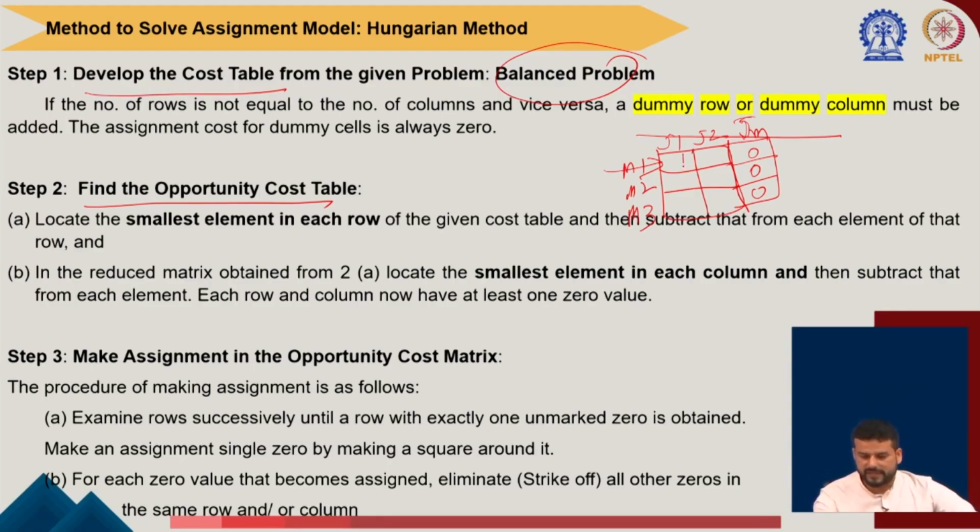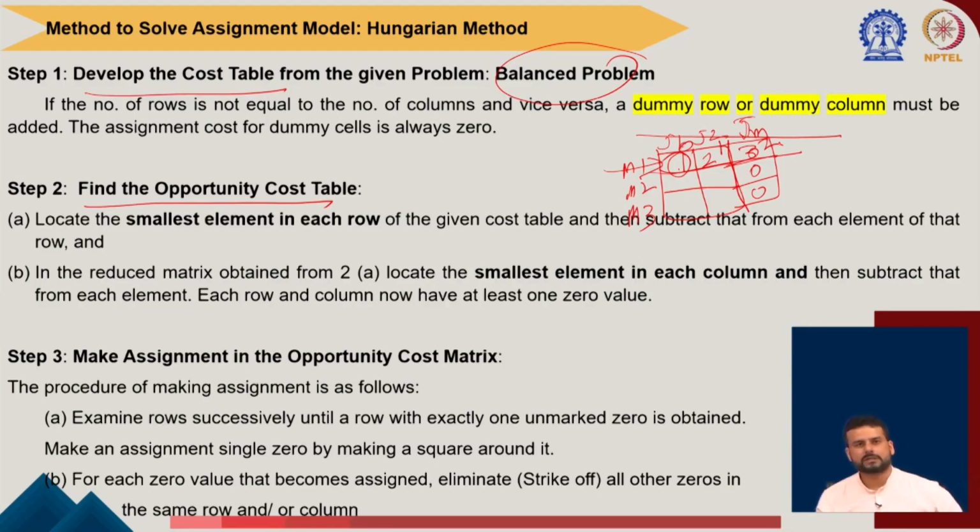Like let us say the values are 1, 2, 3. So what is the minimum value? Minimum value is 1. We will subtract this 1 from all these 3 values. So here it will be 0, here it will be 1, here it will be 2. So we will repeat these steps for all the rows.